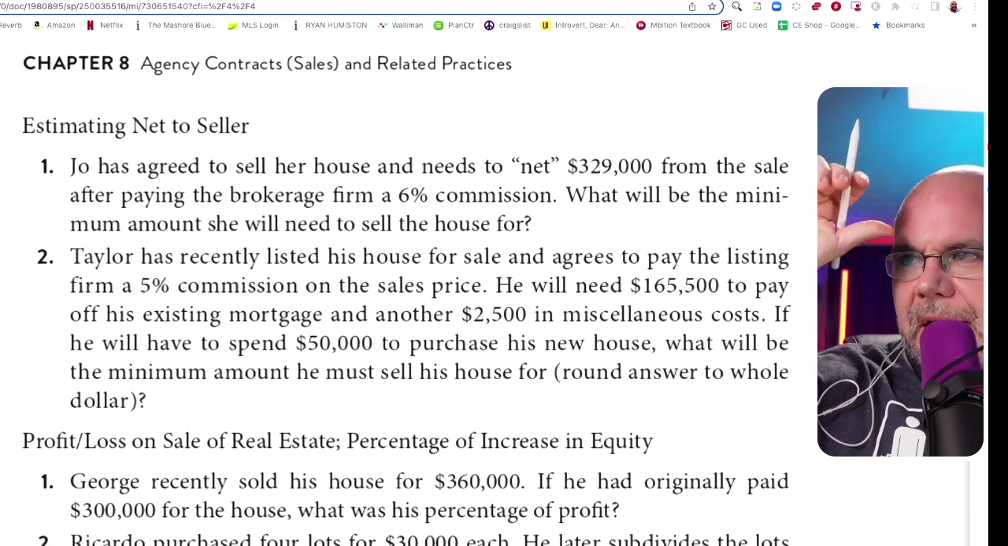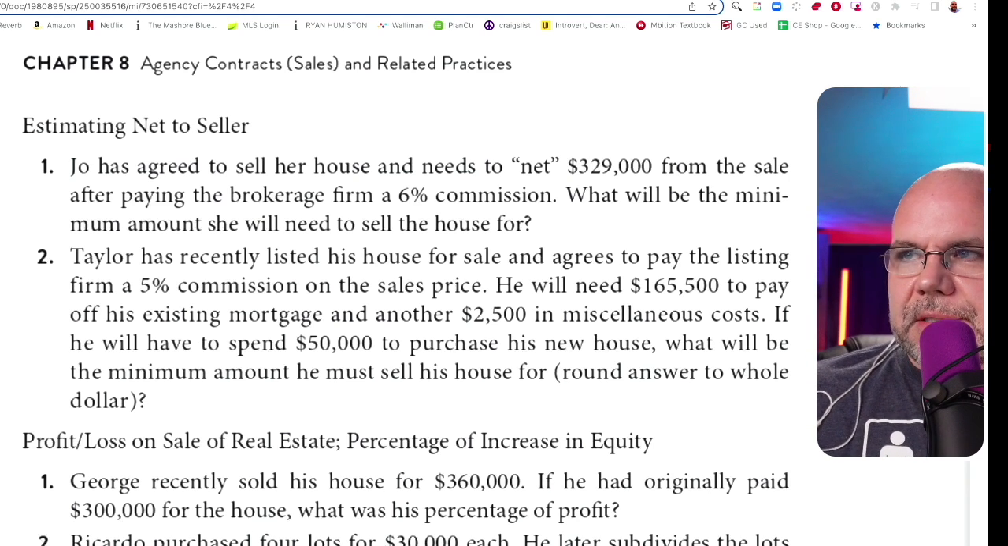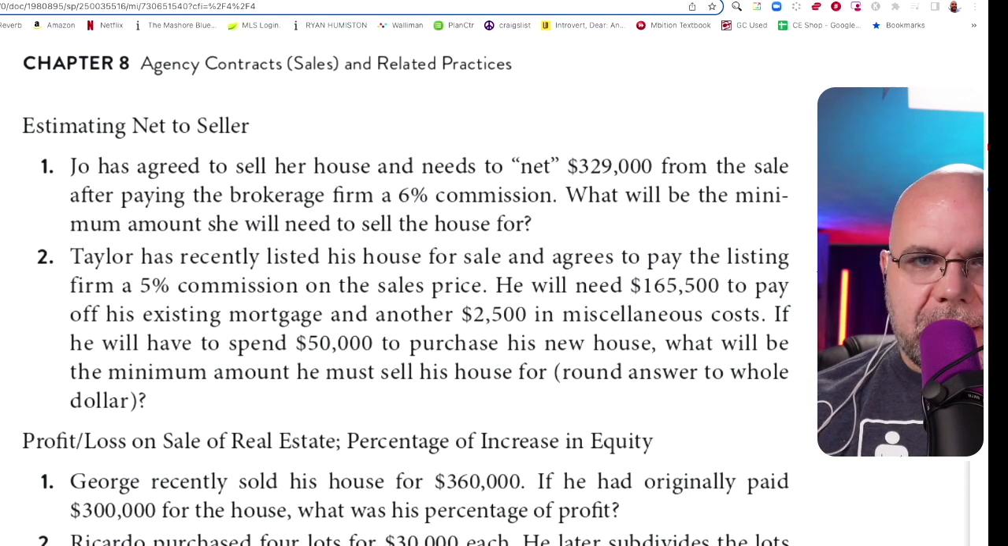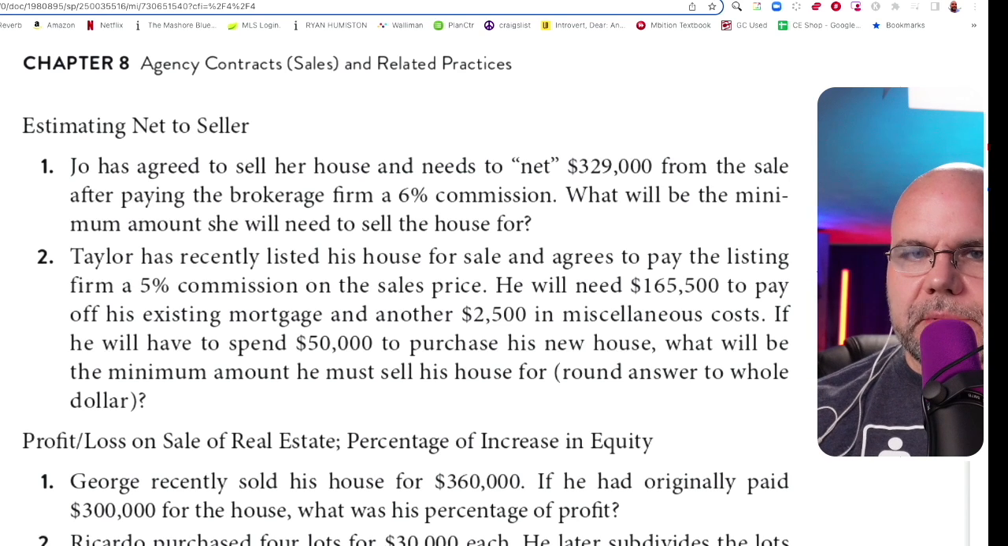Taylor has listed his house for sale and agrees to pay the listing firm a 5% commission on the sales price. He will need to pay some things. So with this kind of problem, this net to seller problem, we need to make an inventory list, so to speak, and track all the things that seller needs to pay. Seller's going to need to pay off the existing mortgage of $165,500. $165,500 is the current loan balance with their existing mortgage company.